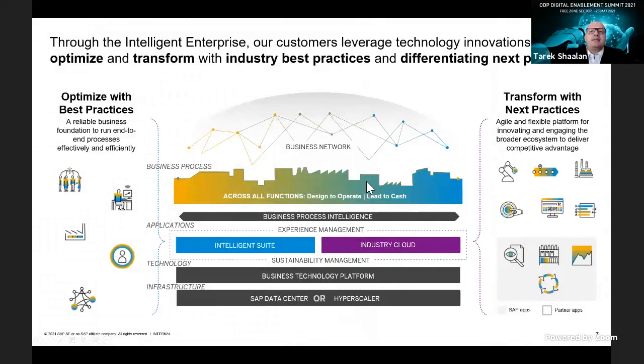And SAP has introduced for that the intelligent enterprise that you can implement for the free trade zone. So in this one, as you see in here, your business network and all the business processes can lie on the top, and you can provide everything like design to operate, lead to cash, all the services that you would need for your own free zone, in addition to applications as well.